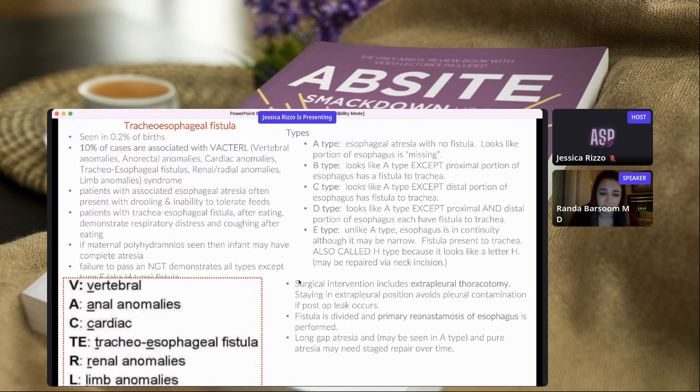Type D is the atresia with proximal and distal portion of the esophagus, each having a fistula to the trachea. And then type E is nothing like them. It's actually the esophagus is in continuity, although it can be narrowed, and then a fistula is present to the trachea. So this is what we call the H-type tracheoesophageal fistula. Surgery usually involves extrapleural thoracotomy, and you want to stay extrapleural in order to avoid pleural contamination. If the anastomosis leaks or if there's contamination, you want to stay out of the pleural space. Next.